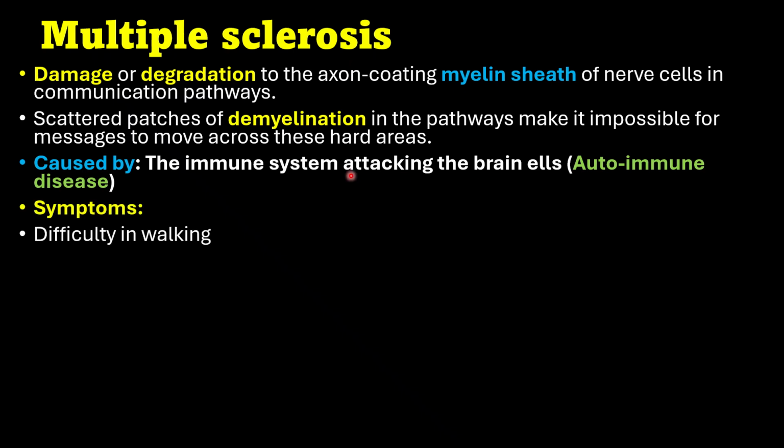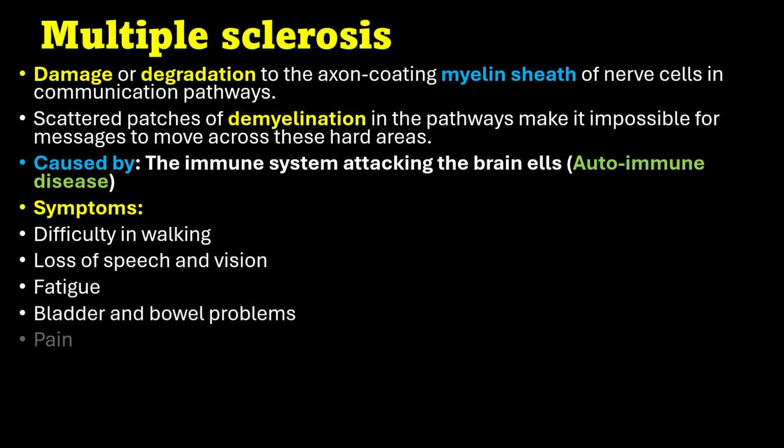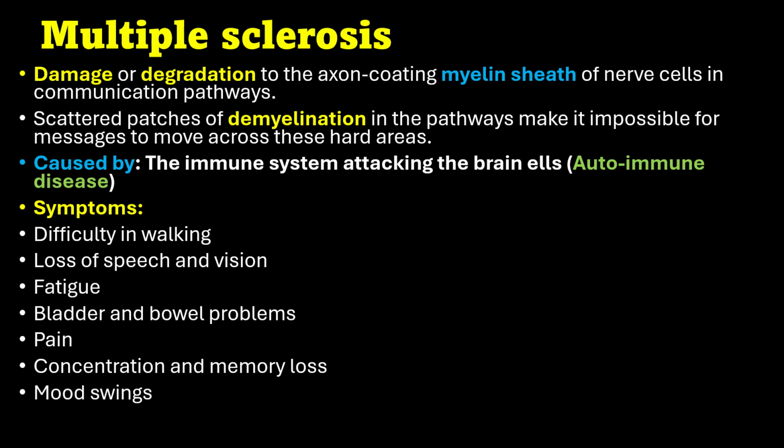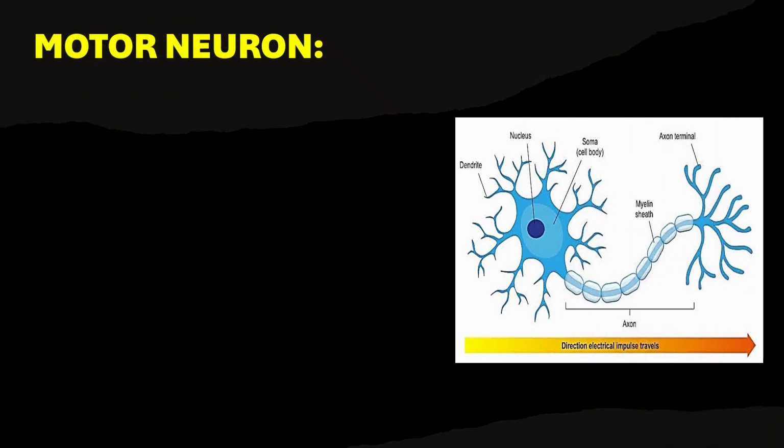What are the symptoms? If there are a lot of demyelinated neurons in the nervous system of a person, the transmission of impulses will slow down. Hence, the person will experience difficulty in walking, loss of speech or vision, fatigue, bladder and bowel problems, pain, concentration and memory loss problems, mood swings, and those are the other symptoms.